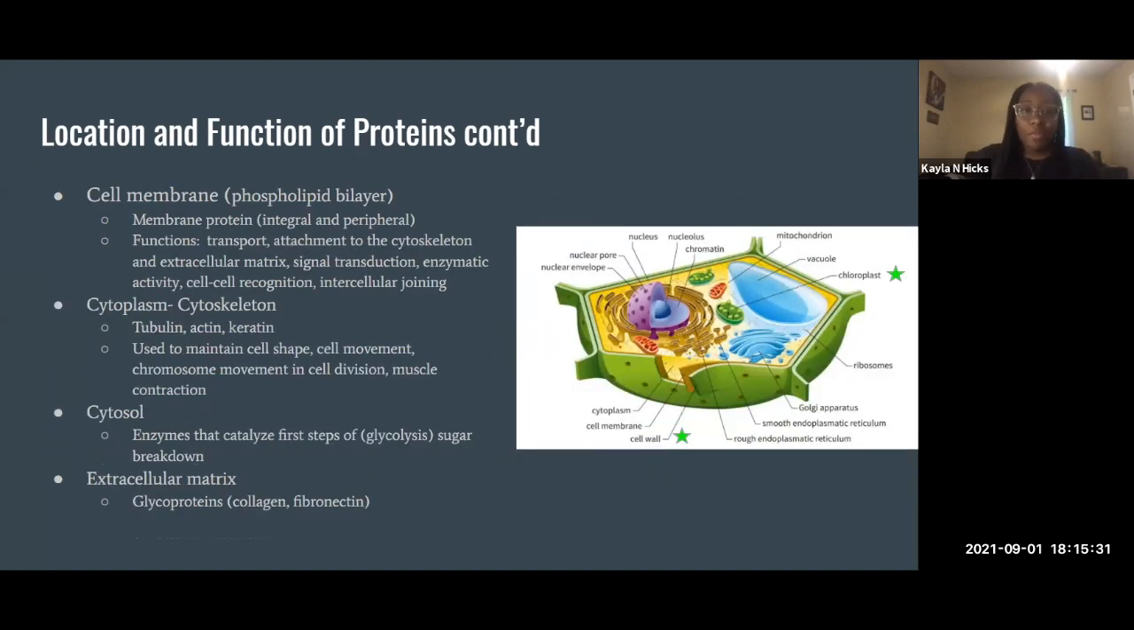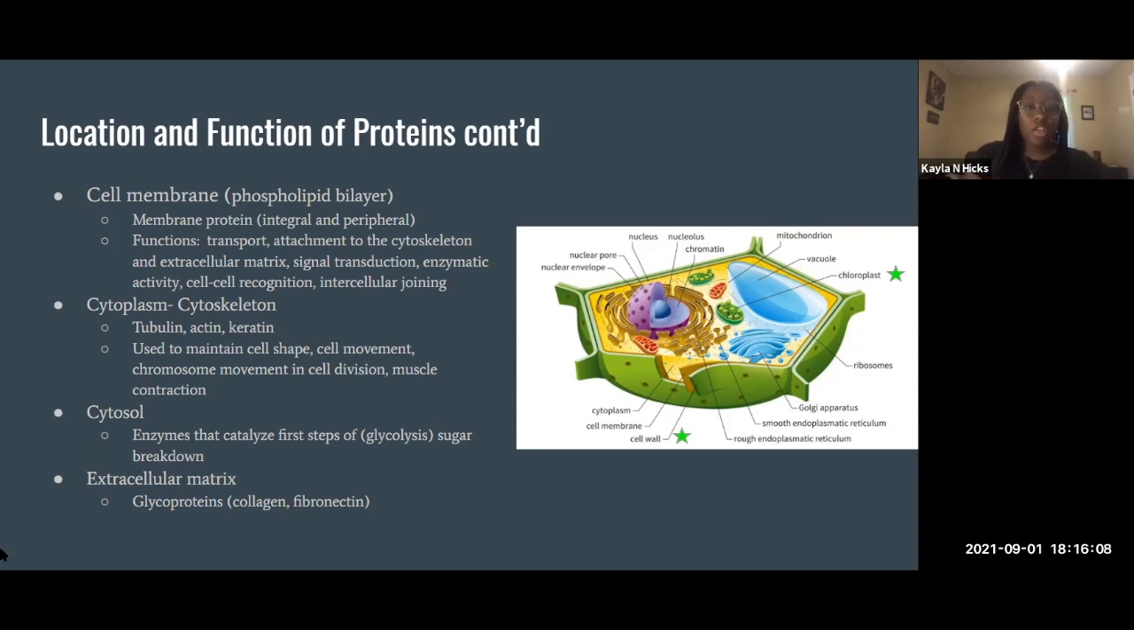Then we have the cell membrane, which is a phospholipid bilayer. And there are two kinds of membrane proteins, integral and peripheral, and they can be found on either side of the membrane. There are many different functions for these proteins, one being attachment to the cytoskeleton and extracellular matrix. Then within the cytoplasm, there's the cytoskeleton, and there are proteins like tubulin and actin, and keratin is another type of protein. In the cytoskeleton, proteins are used to maintain cell shape, cell movement, and much more.